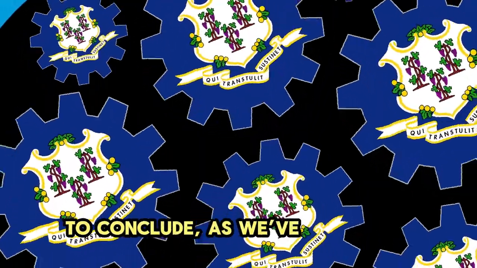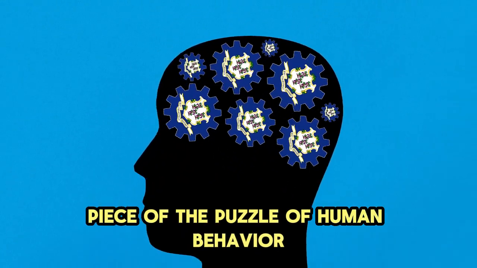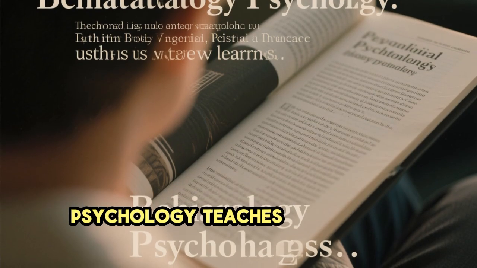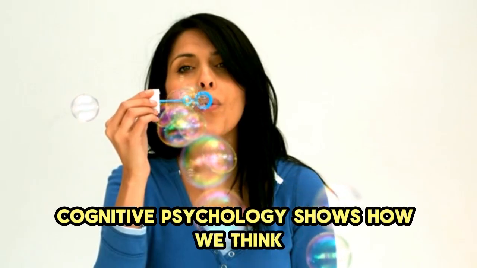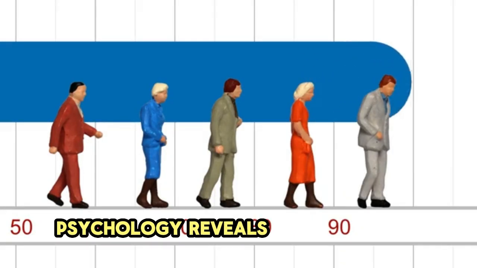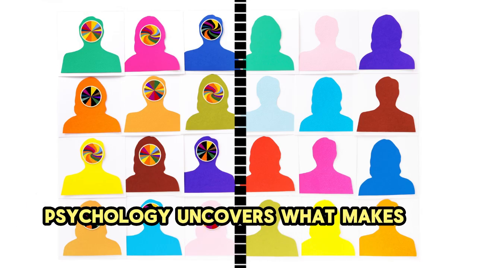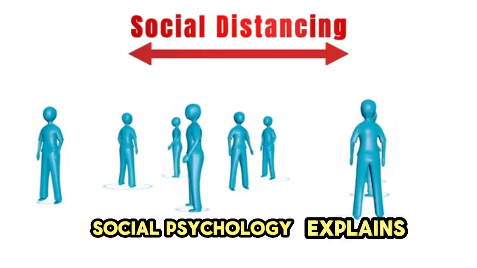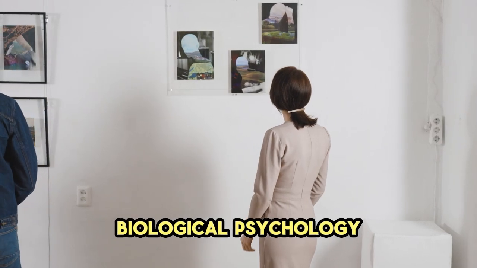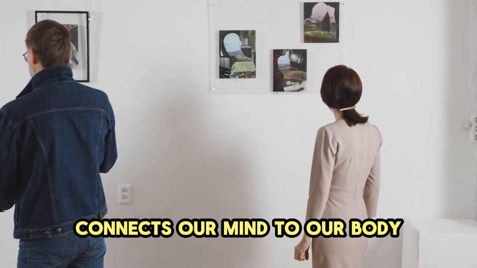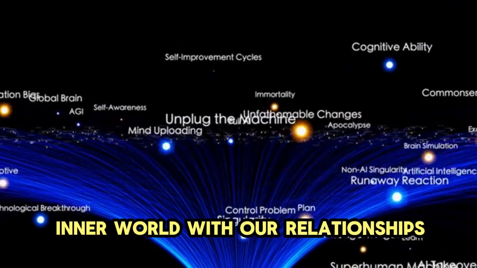To conclude, as we've seen, each psychological theory gives us a different piece of the puzzle of human behavior. Behavioral psychology teaches us how we learn. Cognitive psychology shows how we think. Developmental psychology reveals how we grow. Personality psychology uncovers what makes us unique. Social psychology explains how society influences us. Biological psychology connects our mind to our body. Psychosocial psychology blends our inner world with our relationships.